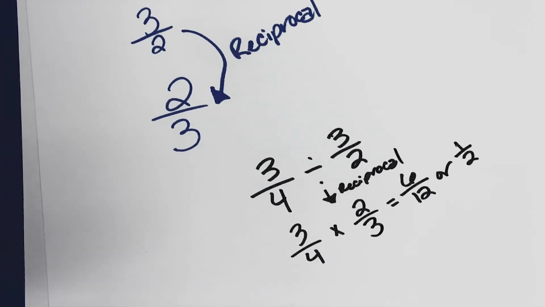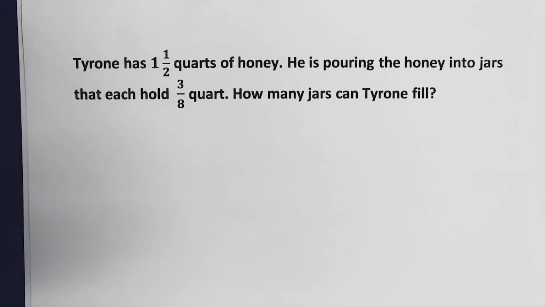Let's look at another problem. I want you to look at this problem here. It says Tyrone has 1.5 quarts of honey. He is pouring the honey into jars that each hold 3/8 quart. How many jars can Tyrone fill? Again, Tyrone has 1.5 quarts of honey. He is pouring the honey into jars that each hold 3/8 quart. How many jars can Tyrone fill?